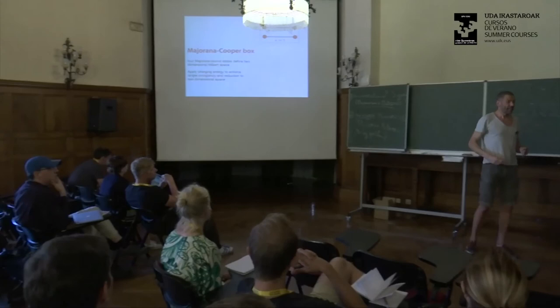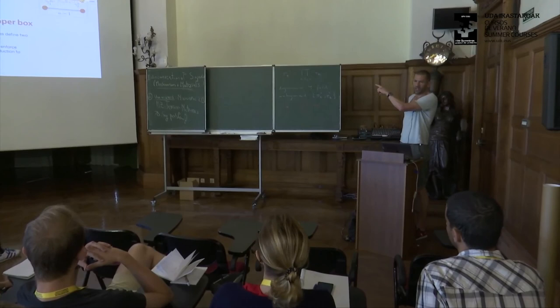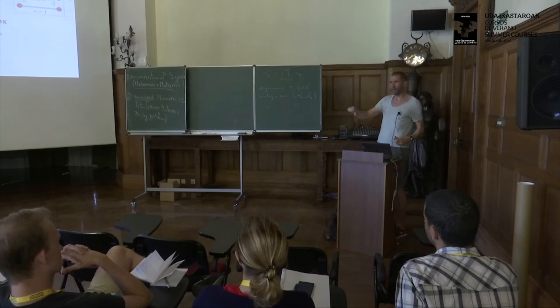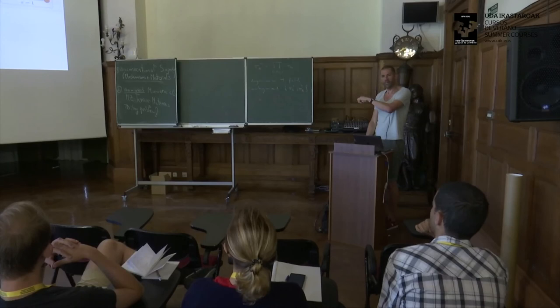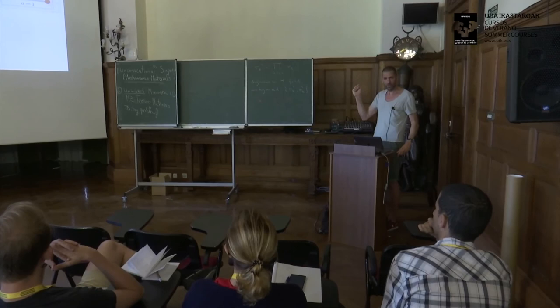In order to get a qubit, we impose electrostatic charging energy on the system. We require that the fermions in the system be charged in either even or odd parity, and that is, again, realistic. You can do it in the lab, and they do it now. The moment you have this charge constraint, either zero or two fermions, or one fermion, you have a two-dimensional Hilbert space, 4 divided by 2, and that's a qubit. This is called the Majorana-Cooper box, and it hosts a qubit.